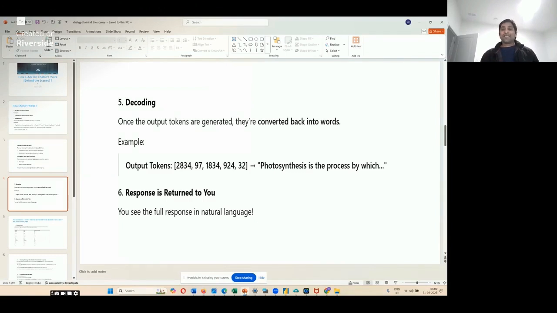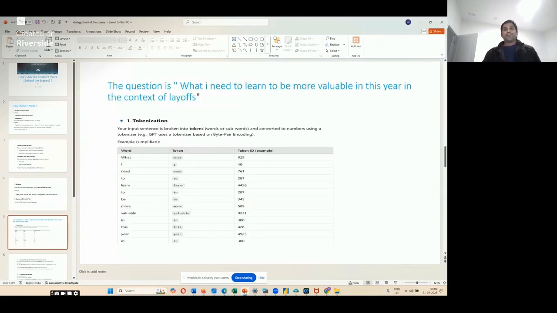So let's see this with another example. The question here is: what do I need to learn to be more valuable this year in the context of layoffs? Say layoffs are happening, and you want to be valuable to the market and know what you need to learn. Once this sentence is entered as the prompt, it is immediately converted into tokens, for example "what I need to learn."